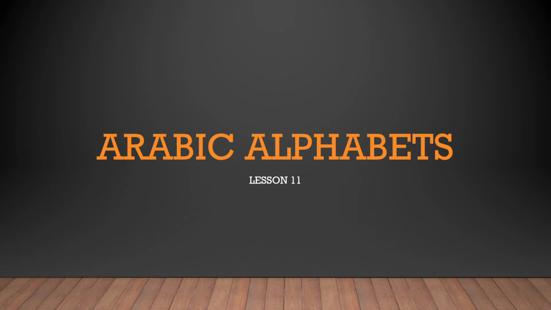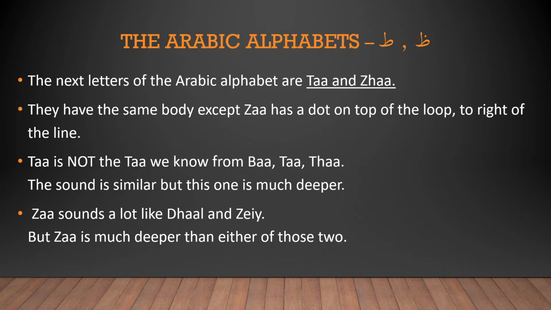Welcome to the Arabic alphabet course. Today we'll be doing lesson number 11. So let's begin. Today we're going to learn about the next two Arabic alphabets, which are Taa and Zhaa. This is Taa and this is Zhaa. They have the exact same body, but Zhaa has one dot on top.